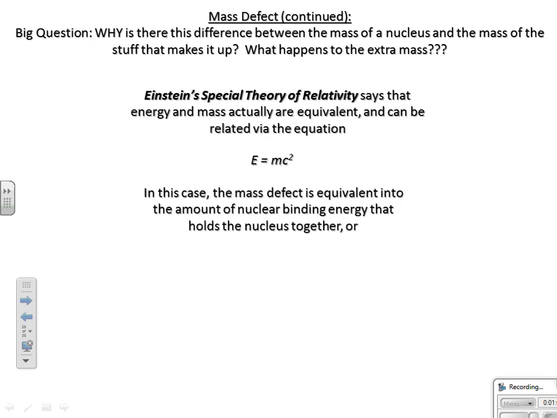The mass we look at in this equation is our actual mass defect. And that mass defect accounts for something we call the nuclear binding energy that holds the nucleus together. We write this a little differently: the binding energy is our delta M, our mass defect, times c squared.